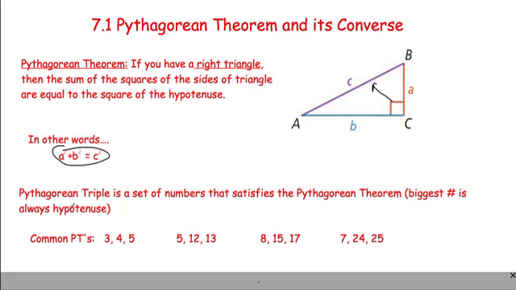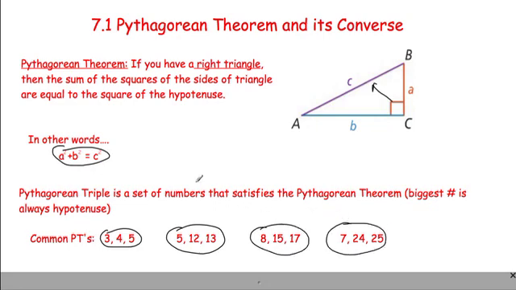A Pythagorean triple is a set of numbers that satisfies the Pythagorean theorem. The biggest number is always the hypotenuse. These are common Pythagorean triples: 3, 4, 5. If you see these numbers, you automatically know it's a right triangle. If you see 3 and 4, you know the third side is going to be 5. If you see 4 and 5, you know the third side's 3. It's just automatic. 5, 12, 13; 8, 15, 17; 7, 24, 25.